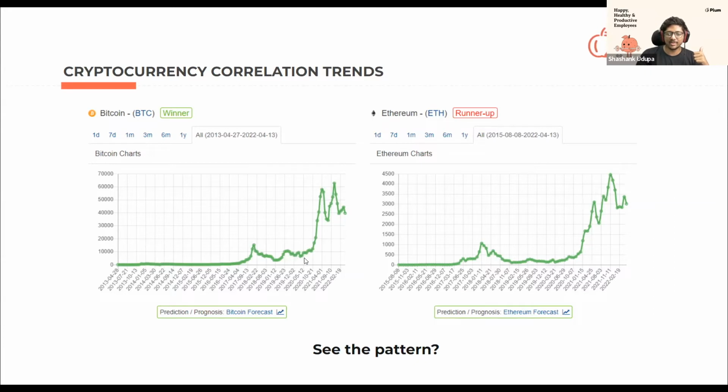Then you see that Bitcoin rallied up first in 2020, and then Ethereum rallied up, and then Bitcoin fell, and then Ethereum fell. Now, what this basically says is that whenever Bitcoin is in a bull run, you will see all other coins in a bull run, which is very weird. In the stock market, that's not the case. If Infosys goes up, it doesn't mean TCS has to go up, or some other company which has no relation with Infosys will go up.